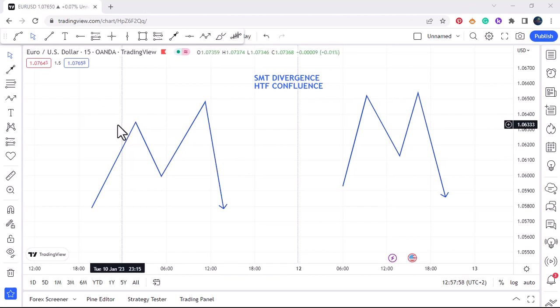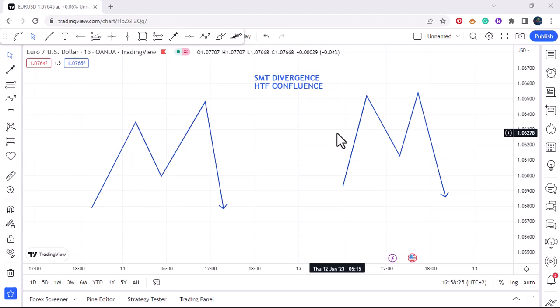So this is going to be a little bit different from the SMT divergence you might have known or learned. Normally we consider the graphs of Euro USD and the DXY index, right? Most of the time it's just an inverse of each other. So the Euro USD chart is an inverse of the DXY index. Just consider those two.